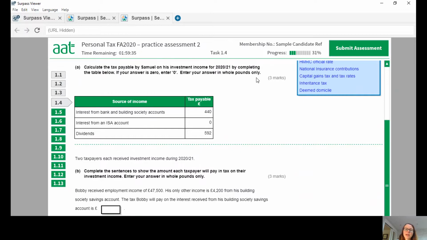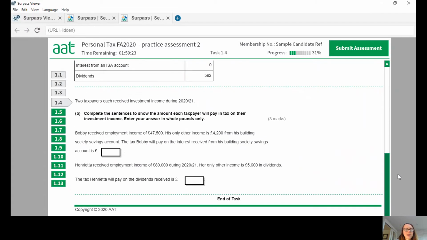Notice it says enter in whole pounds only. It doesn't say round to the nearest pound, subtly different with the rounding. So 592.50 for tax, we would round that down. Right, next part. 2 taxpayers each received investment income. Complete the sentences to show the amount each taxpayer will pay in tax on their investment income.